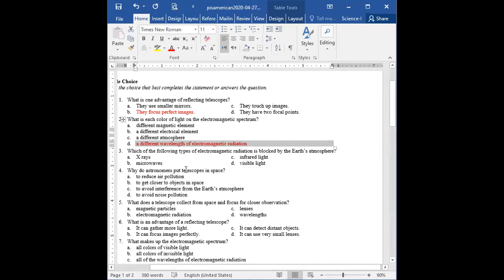Let's pass to question 3. Which of the following types of electromagnetic radiation is blocked by the Earth's atmosphere? What kind of this radiation is somehow blocked by the Earth's atmosphere?